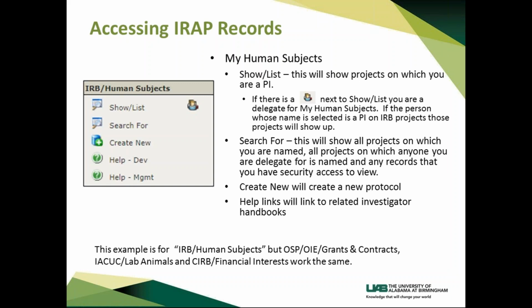And then down here at the bottom, the Help Dev and Help Management, InfoEd just gives us two different help links. They both contain the same information, but that is where you can access the individual manuals for each of the modules. And so we try to make sure that that is at your fingertips. And although this shows the IRB module, everything that you see here is going to be the same for OSP and for IACUC, and then when OH&S is fully opened up, you'll be able to see that there.